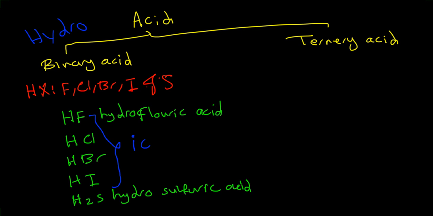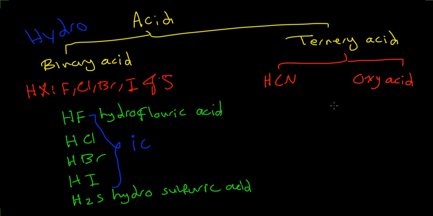Let's turn to ternary acids. They can be classified as oxyacids in general. And we have only one type of ternary acid which is not an oxyacid, HCN, hydrocyanic acid, which is ternary, more than 2 elements, and it does not contain oxygen.